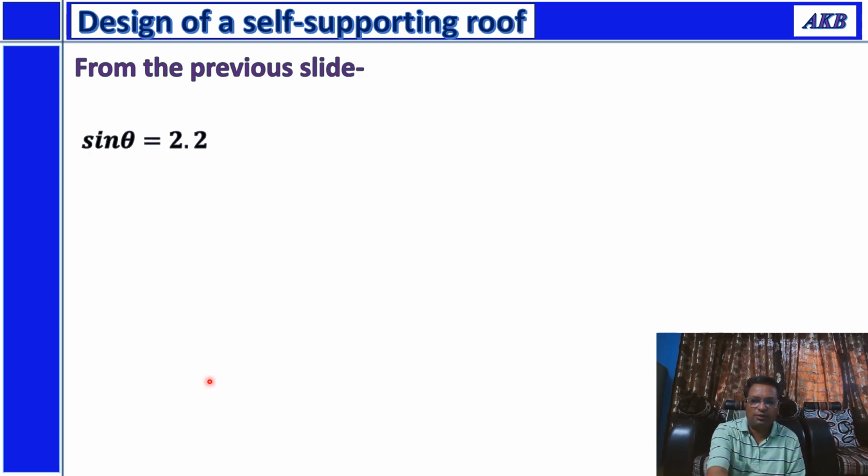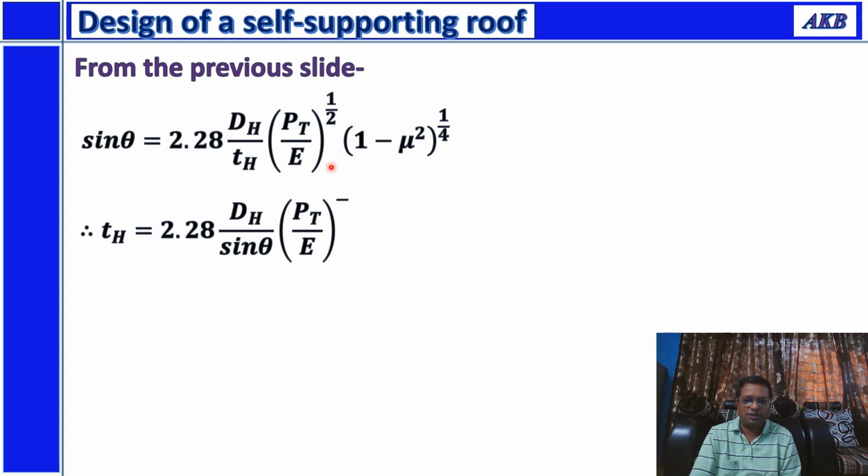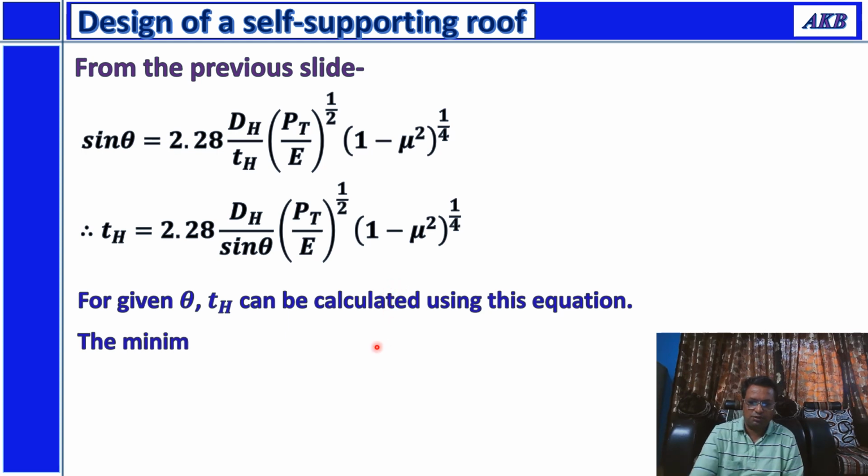Again, continuing with our discussion, we had got this. Now we will rearrange the equation in a different form. We will write the equation for Th. So you had this equation for sin theta. Now this equation is rearranged to get an equation for Th. So Th is this equation. If theta is known to you, you can calculate thickness by using this equation.